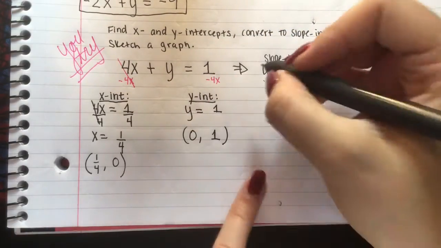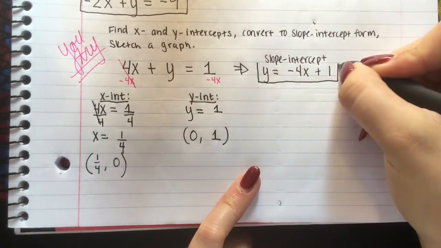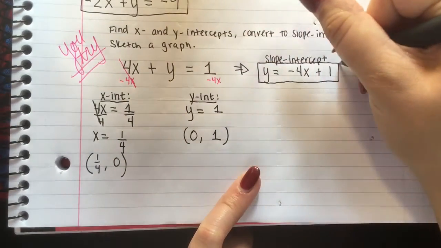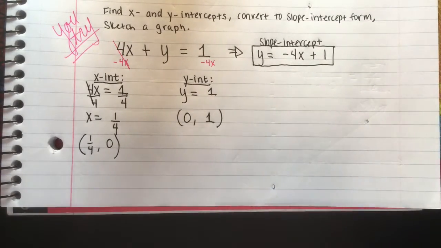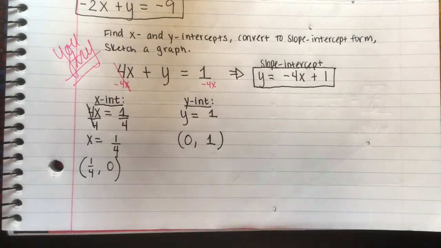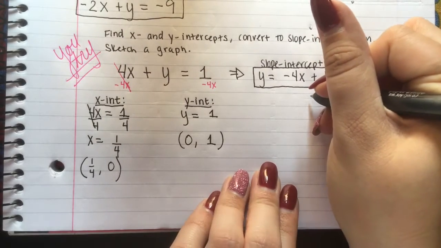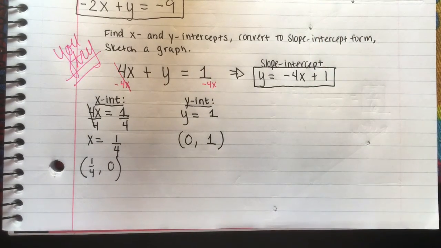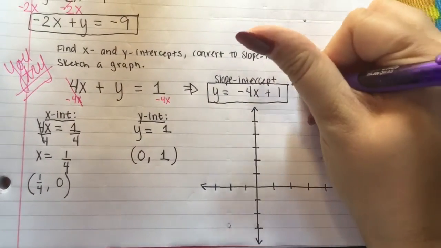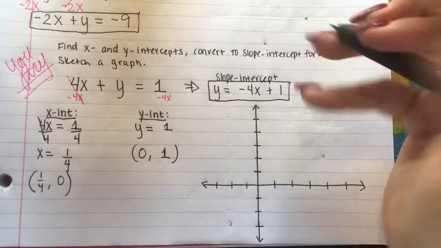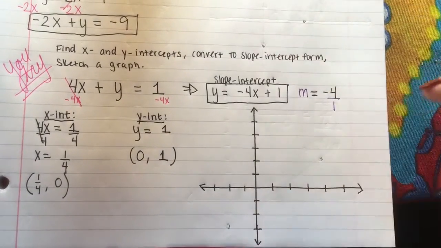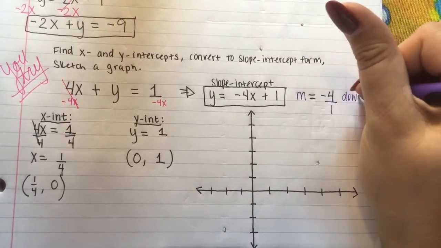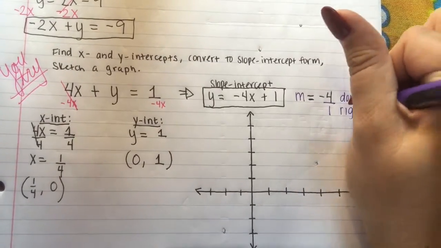I went ahead and found my x and y intercepts first. As you can see, my x-intercept is 1/4 comma 0, and my y-intercept is 0, 1. I also converted this to slope-intercept form by subtracting 4x from both sides and getting y equals negative 4x plus 1. After finding my intercepts, I can go ahead and plot this on a graph using the slope and the y-intercept. My slope is negative 4 over 1, which means I can move down and to the right.